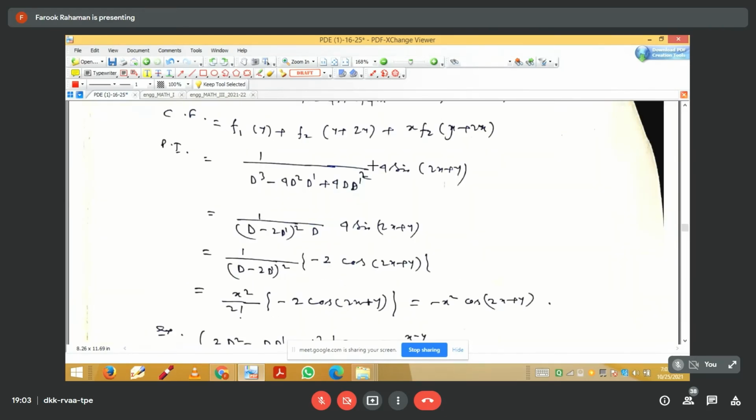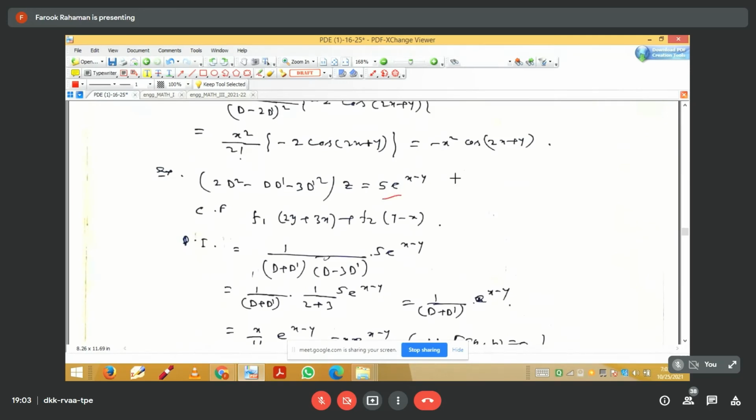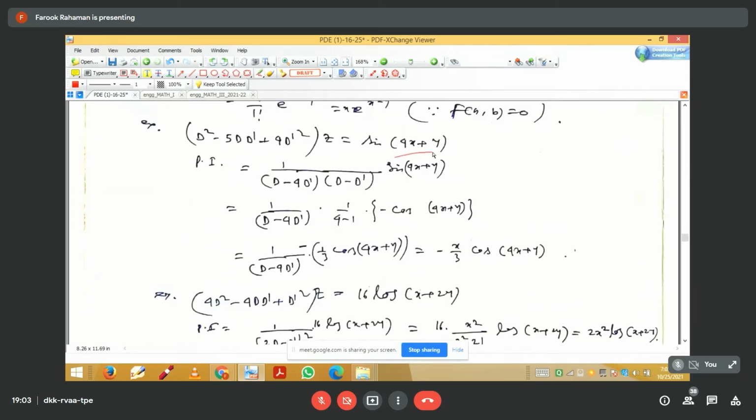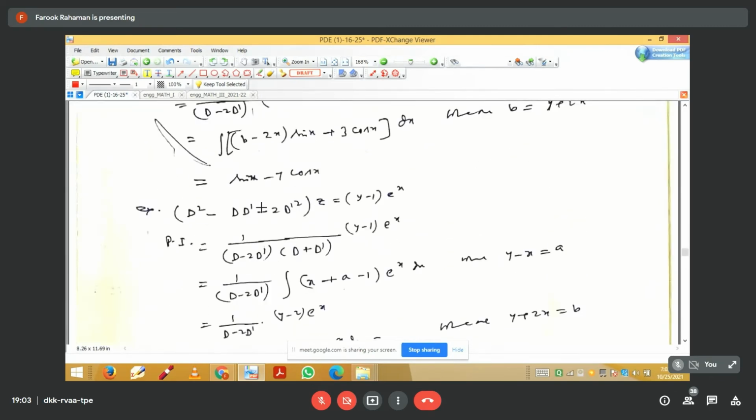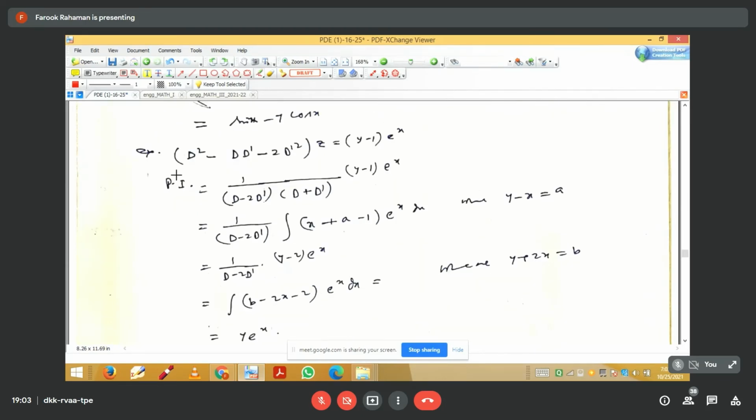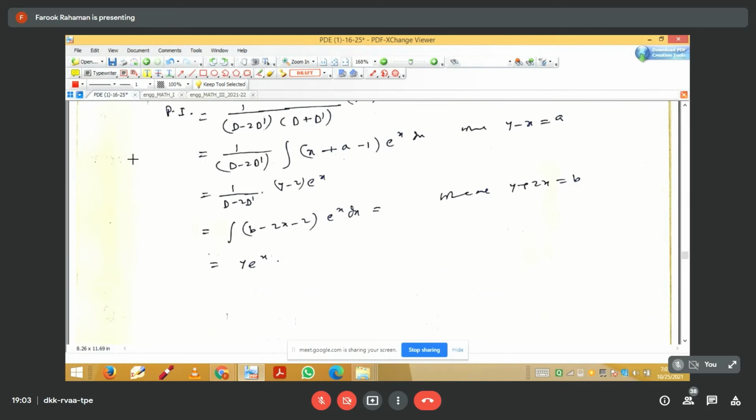So there are so many examples like this. This is another example. I have collected many examples from the books. Either you can consult any book, or you can go through these solutions.